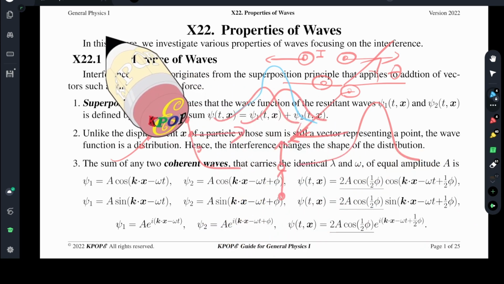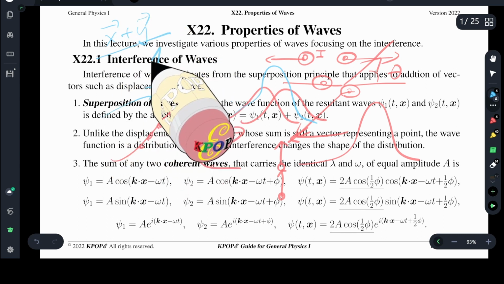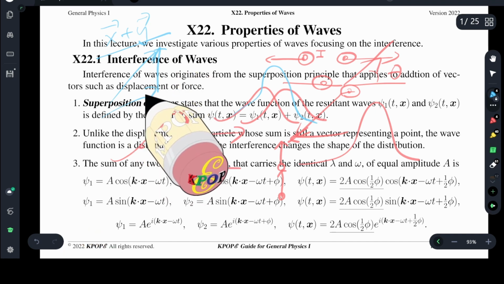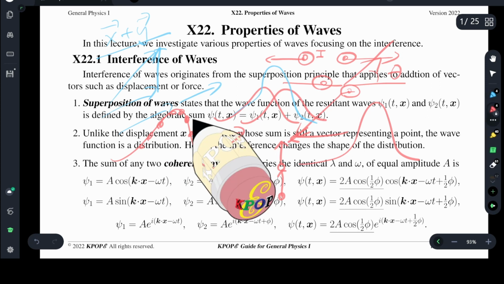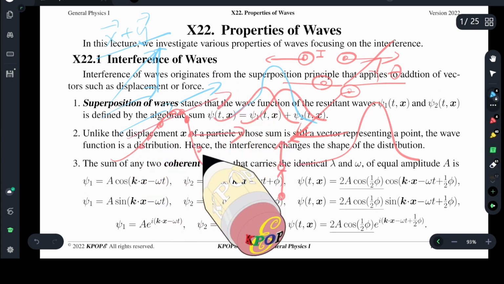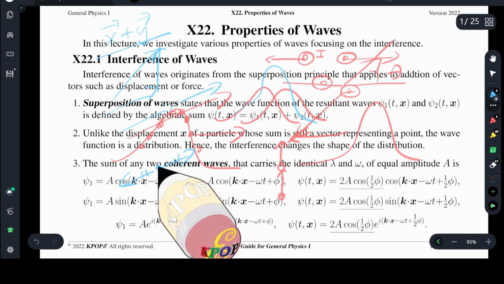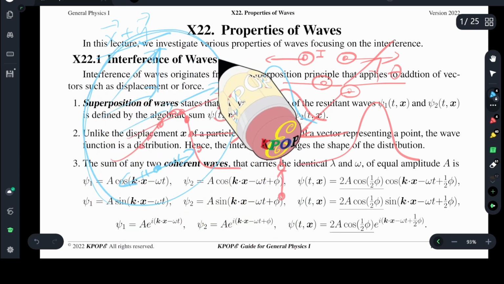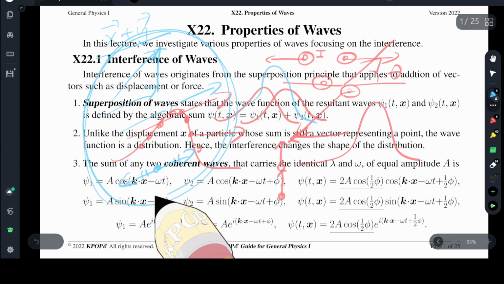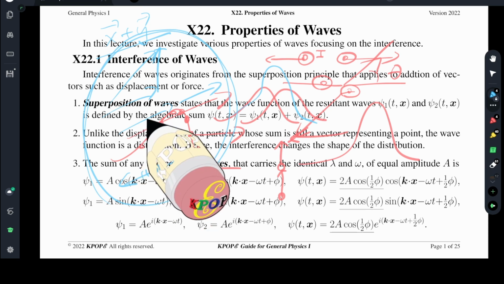This is just addition of two vectors. When we add two vectors, if they are parallel, the resultant vector is doubled. When they are in opposite directions and of equal magnitude, they just cancel. So this superposition principle for vector addition is applied to the interference of waves. That is the big difference between the wave and particle.